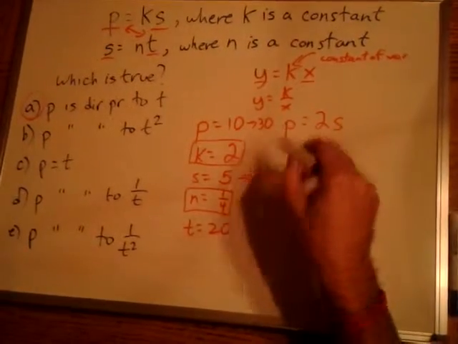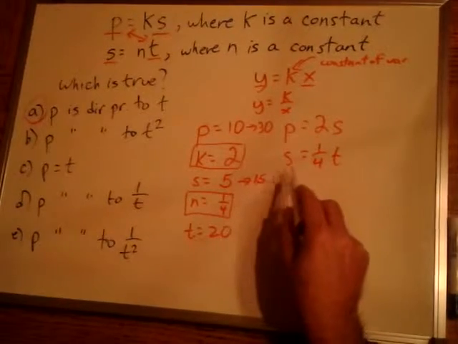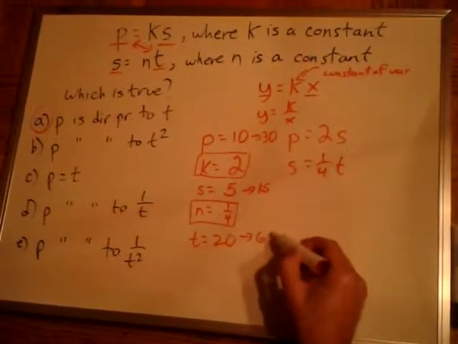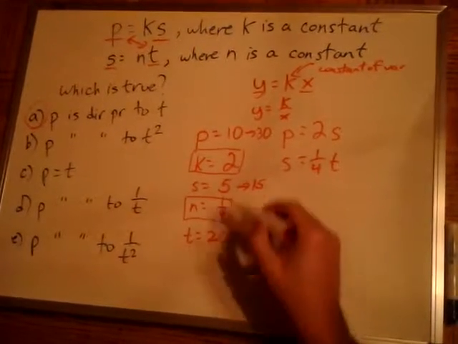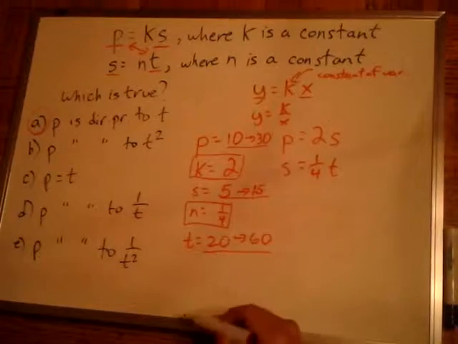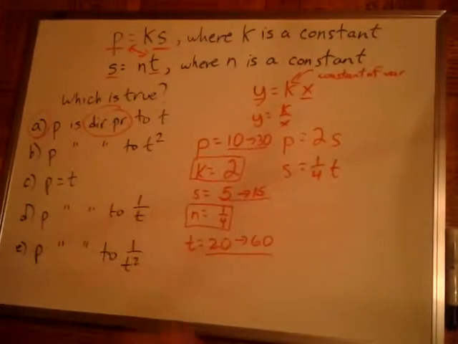Because 2 times 15 is 30. And if S is 15, well, 15 equals 1/4 times what? That's going to be 60. So you can see when P triples, S triples, and T triples, they all move together. That means they are all directly proportional.